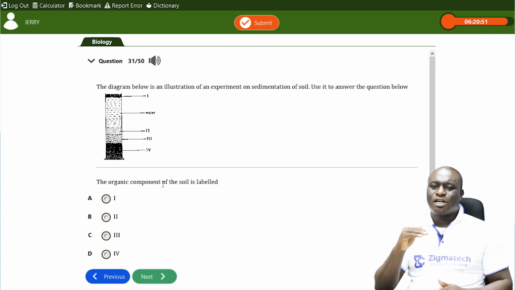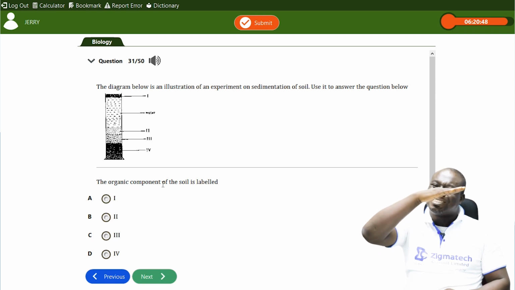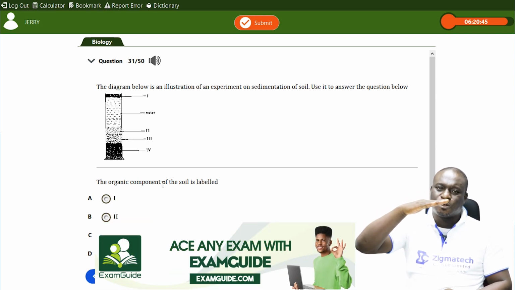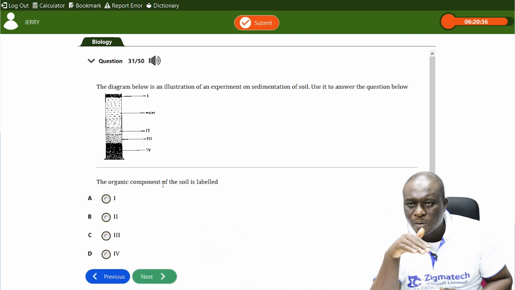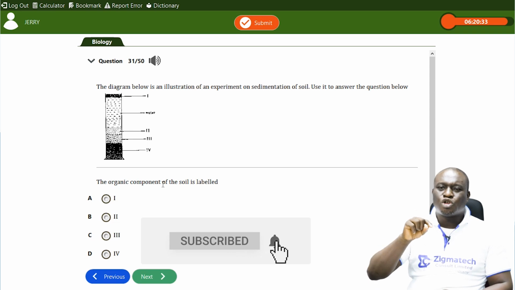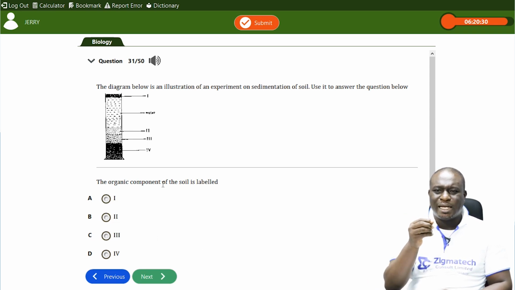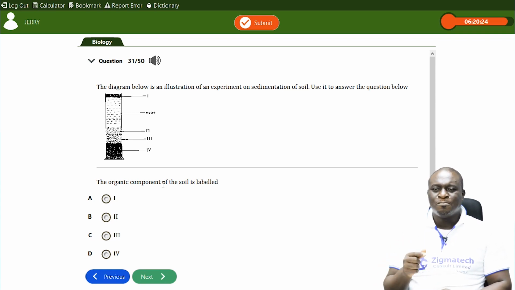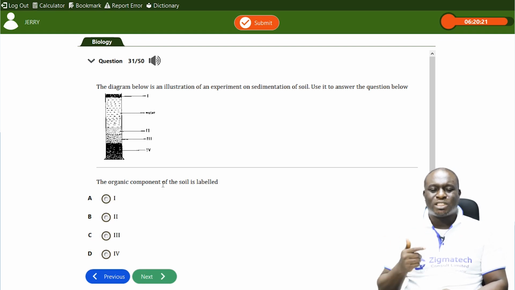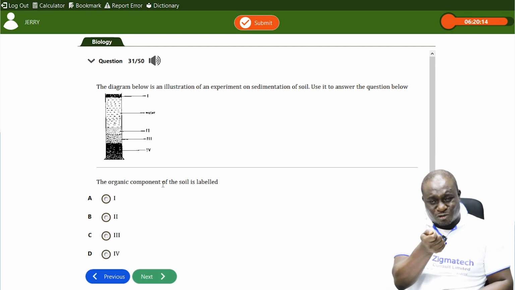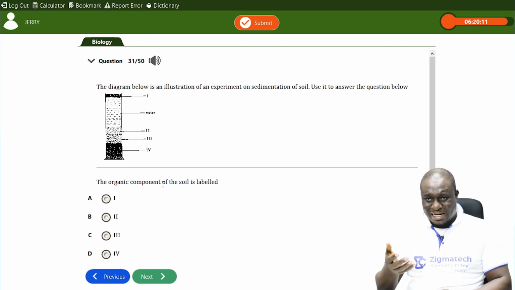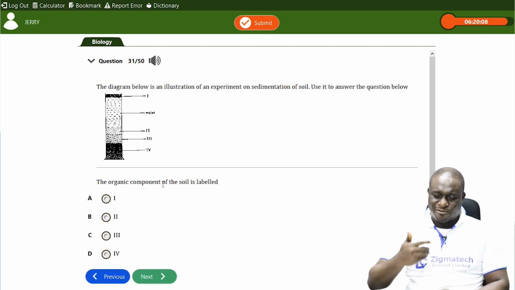The organic component of the soil will be found at the top of the setup, the top layer. So Roman figure 1 is usually where you get organic components. Roman figure 2, where we have water, is a mixture of both water and a little clay. Then next, you now have more of clay soil. Roman figure 3, you have silt. In some books, they will tell you sand. Then you have the gravels, but if there is an absence of gravels, you have silt. And then at the base, which is Roman figure 4, you have sand.